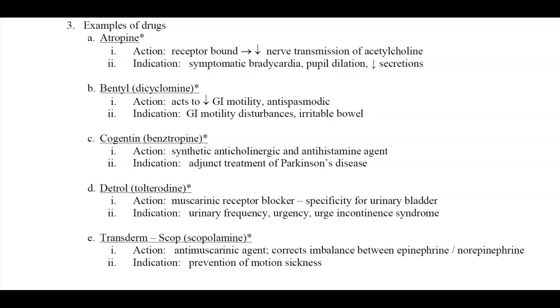Detrol or tolterodine, the action is muscarinic receptor blocker. Specifically, it helps with the urinary bladder. So it is an antispasmodic of the urinary tract system. Indications include urinary frequency, urgency, and urge incontinence syndrome.